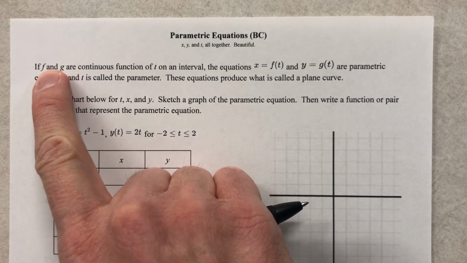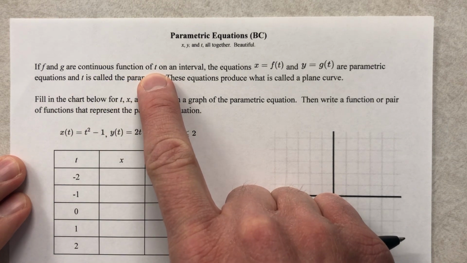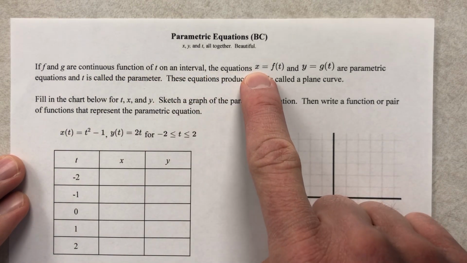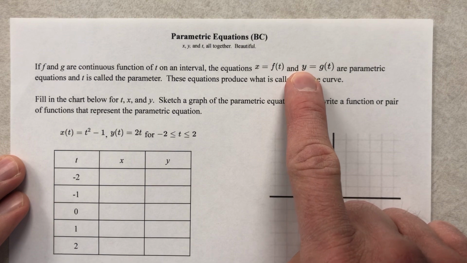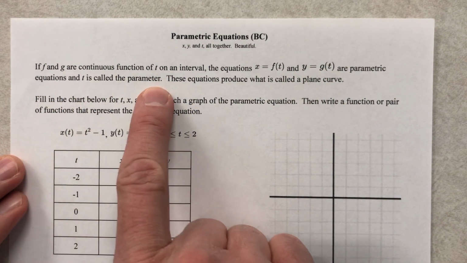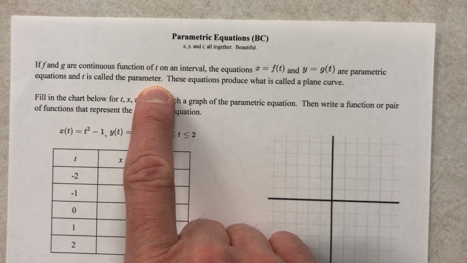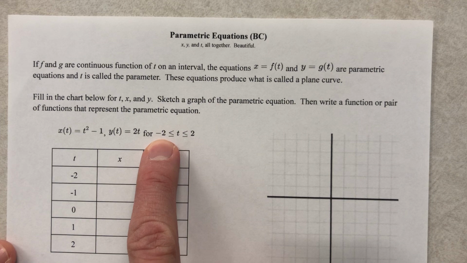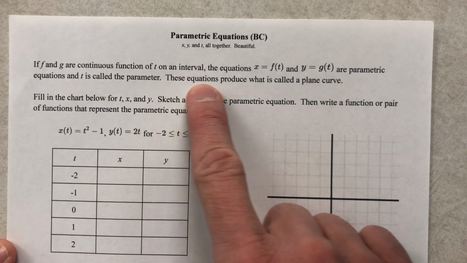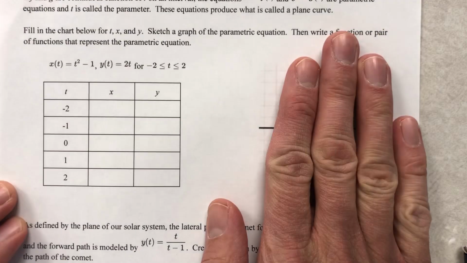I'm going to read it to you, and it's a little wordy, but here we go. F and g are continuous functions of t on an interval. Then the equations x equals f of t and y equals g of t are parametric equations, and t is called the parameter. Often t represents time, not always, but often. Clearly it wouldn't in this situation because we have negative. These equations produce what's called a plane curve because it is in the coordinate plane.